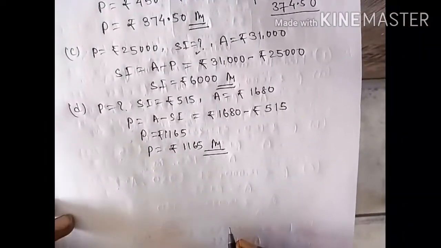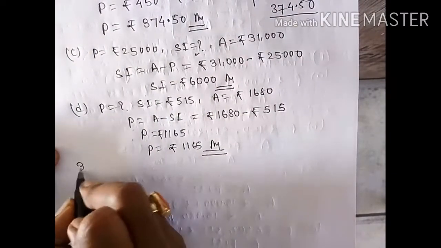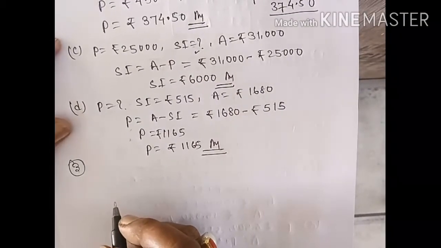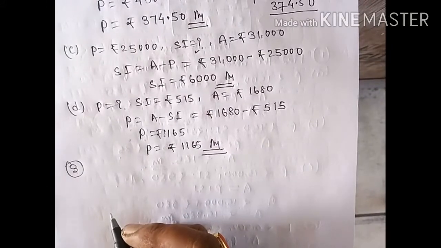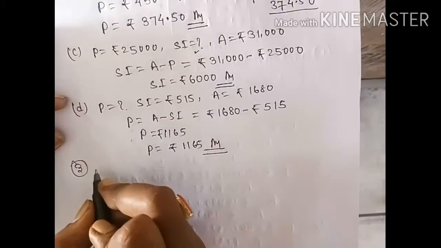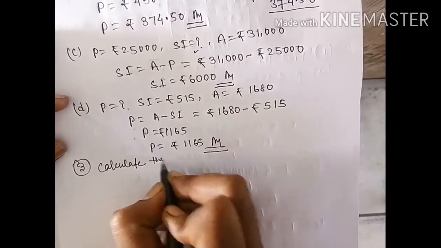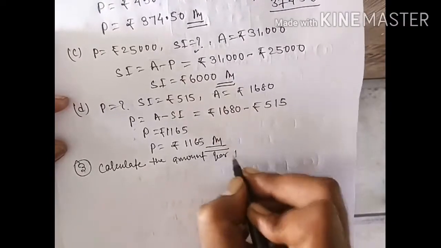Now question number 3. In question number 3, calculate the amount for the following. You have to calculate the amount for the following. तुम्हें amount calculate करना है तो क्या होगा? क्वेश्चन क्या है? Calculate the amount for the following.